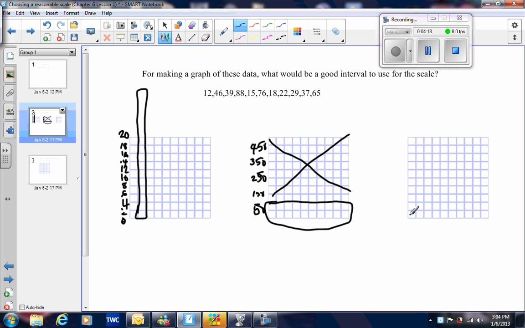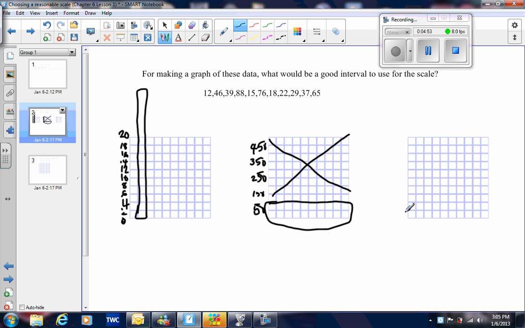All right, so let's start thinking about what a good interval would be. Let's try something in between 2 and 50. Maybe 5 would be a good interval. Let's try that: 5, 10, 15, 20, 25, 30, 35, 40, 45, 50. And I would not be able to graph 65, 76, 88, so I'm missing out on a few. I need to get all the way up to 88 so I can graph that.